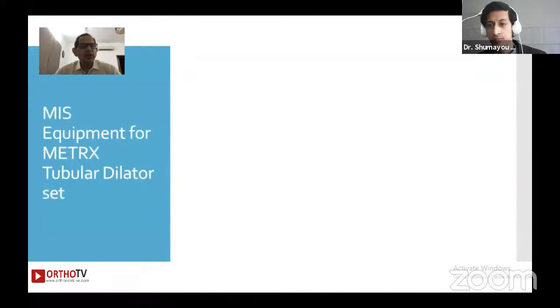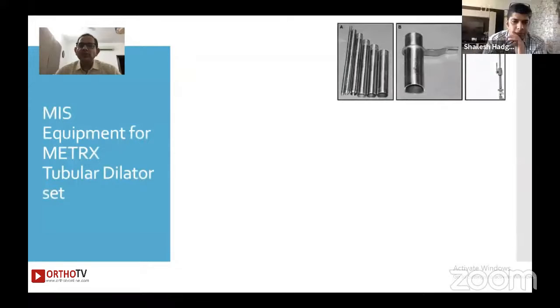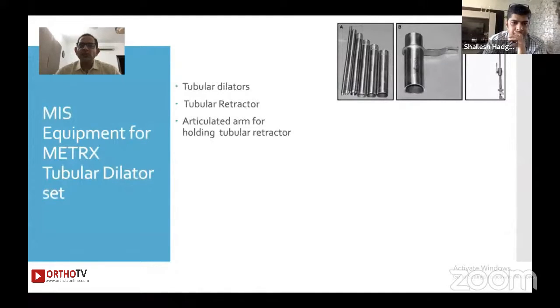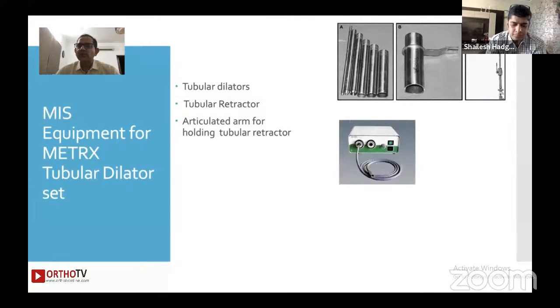Now, if we take a look at the matrix tubular system, it comes with an array of tubular dilators which are sequentially increasing in diameter. And then there is the tubular retractor, which has actually changed from what you're seeing here. It has now changed quite a bit in design. And the articulated arm for holding the tubular retractor has also now been replaced by a series of three rods. I still do have the original system, which is why I put up this picture.